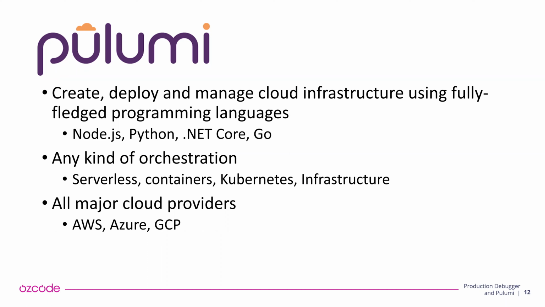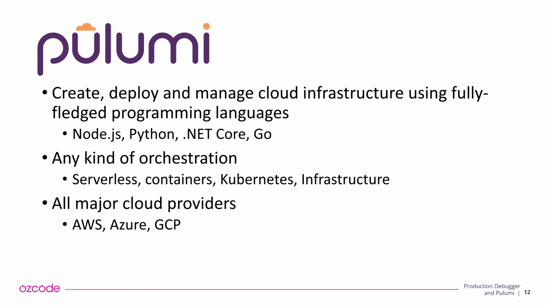Pulumi allows you to build up all sorts of different resources: serverless, containers, Kubernetes, all your standard infrastructure stuff inside of the major cloud providers. At the moment, there's support for the three largest providers: AWS, Azure, and GCP.